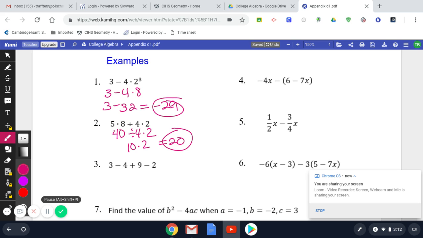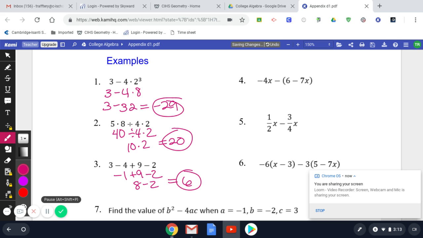Number 3, we just have all addition and subtraction. So we're just going to work left to right. 3 minus 4 is -1. So then we have -1 plus 9 minus 2. -1 plus 9 is 8. 8 minus 2 is 6.